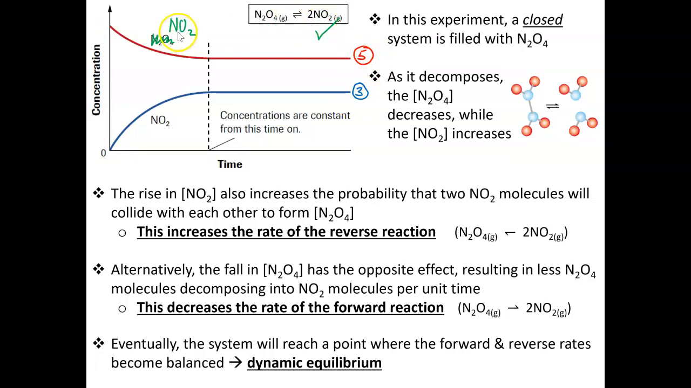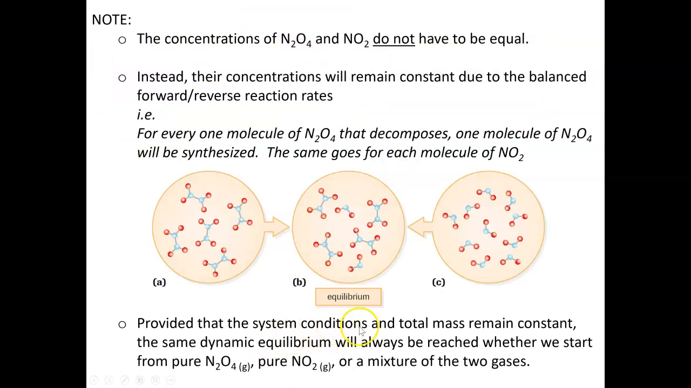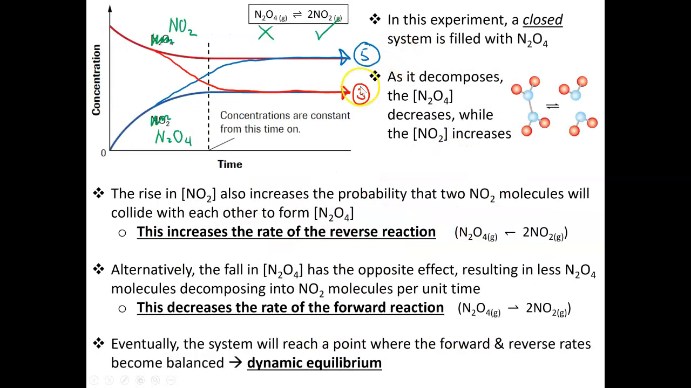So I start with NO2 and no N2O4. The same result of 5:3 will still be reached once it's allowed to reach equilibrium again. Of course, the starting points don't have to be all or nothing. It can be a little bit of each. Just so long as the system conditions and total mass remain constant, the same dynamic equilibrium, the same ratios will be achieved in the end. It just might take a little longer or a little shorter time to reach that equilibrium, that's all.